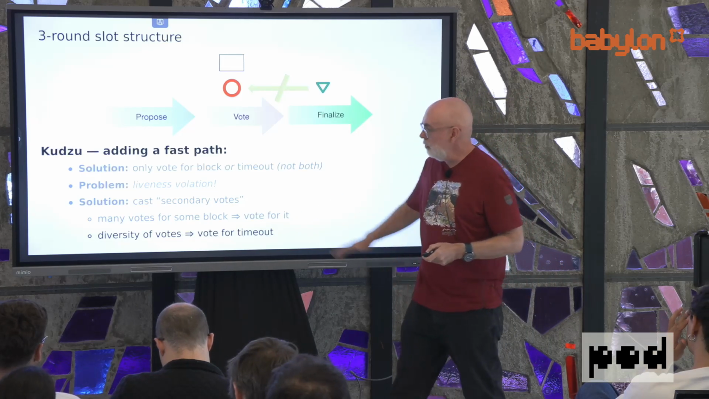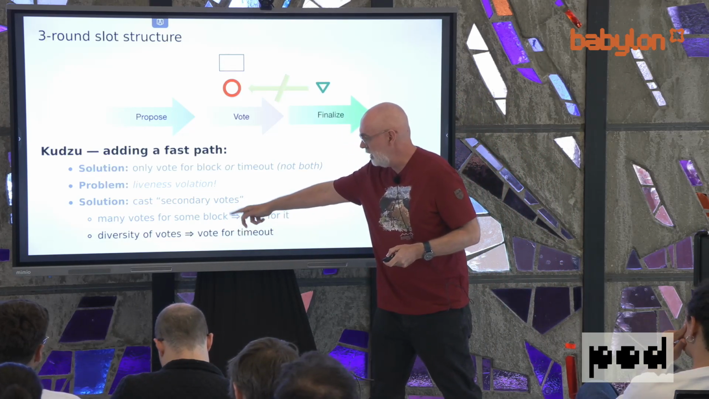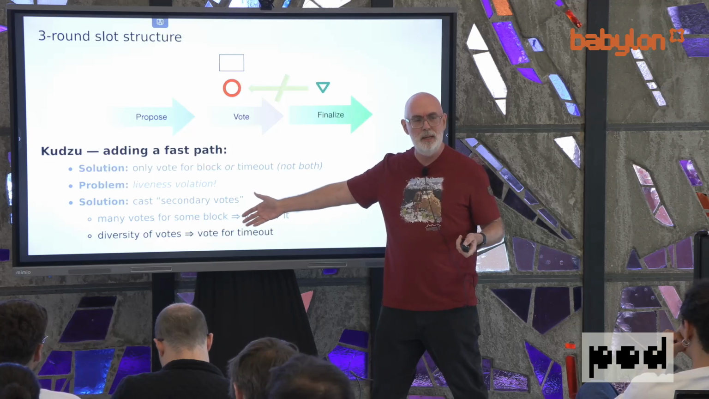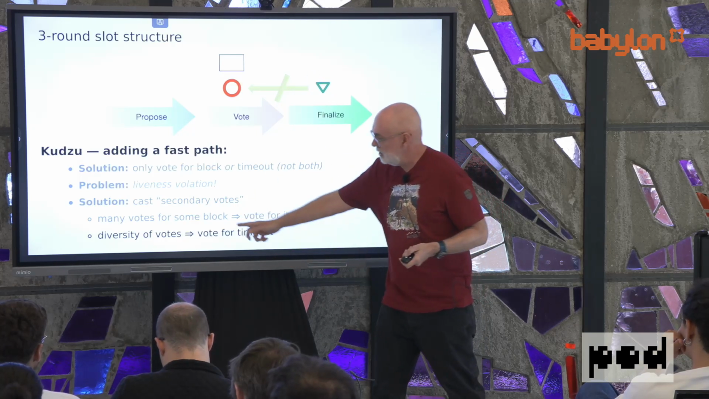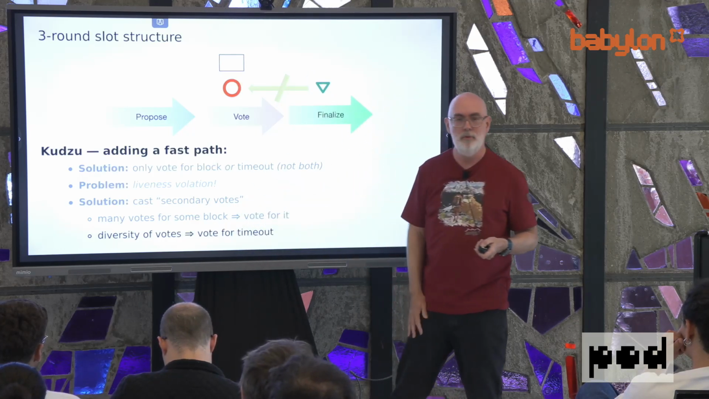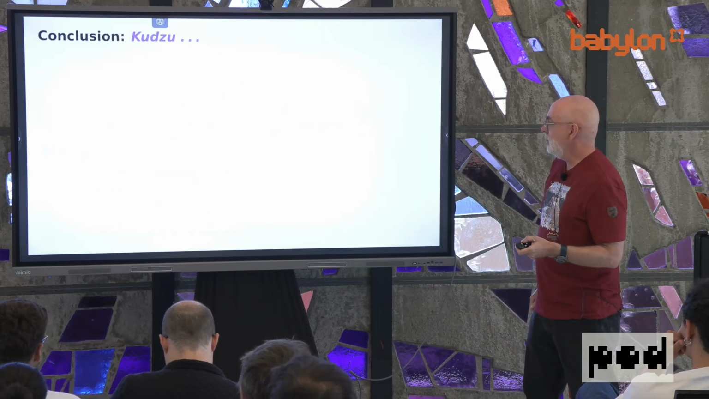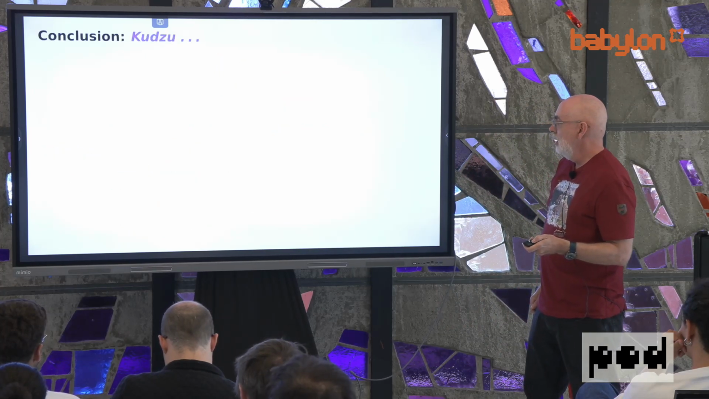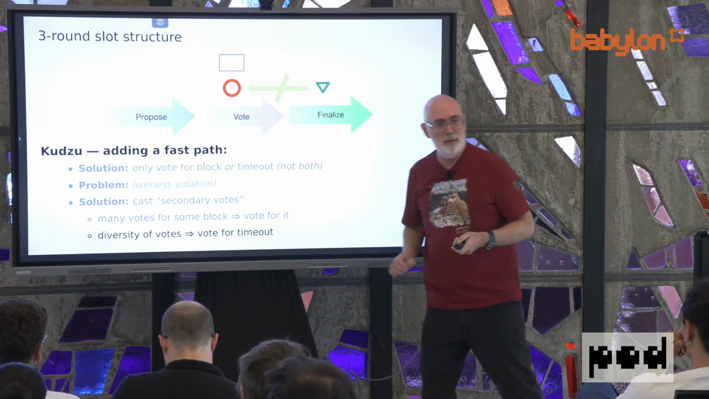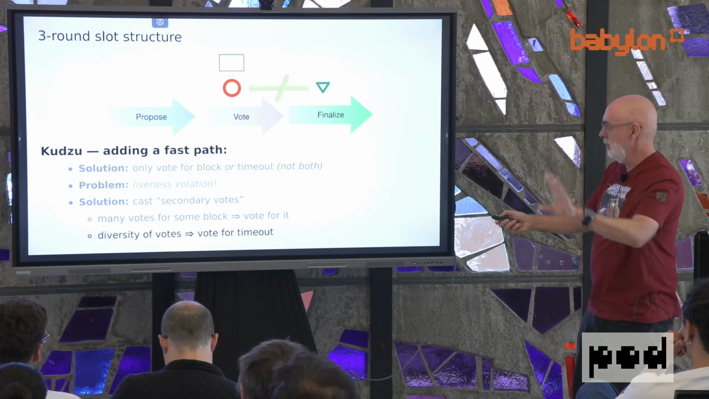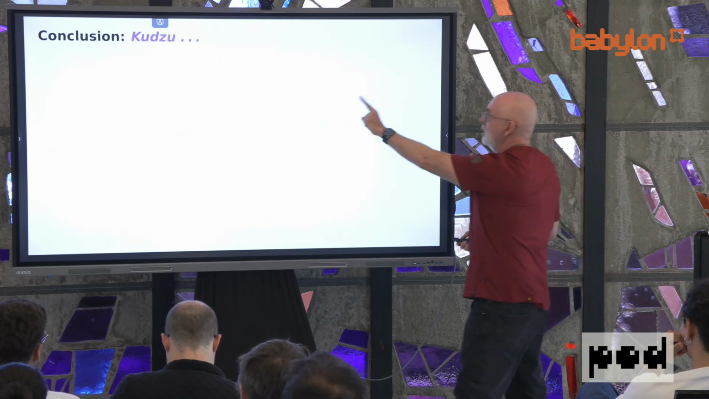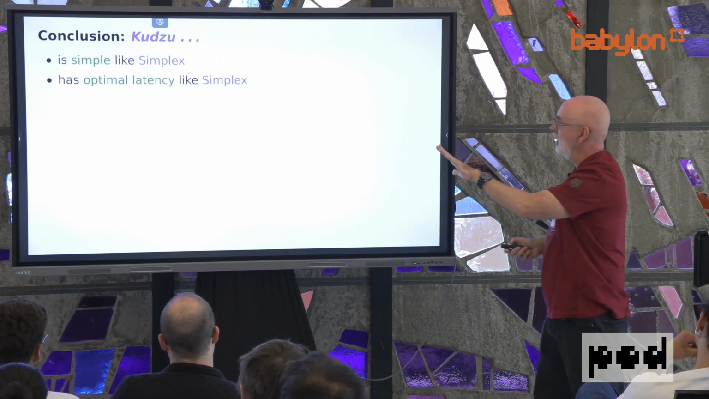So that's it. There are no fancy progress certificates. This is literally just saying, oh, I've seen this many votes of that type, vote for a block. I've seen this many votes of another type, okay, vote for a timeout. And that's it. I'm not going to go into more of the details here. You can read the paper. It's all very simple. So in conclusion, Kudzu is simple like simplex.